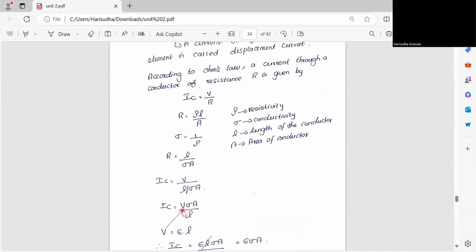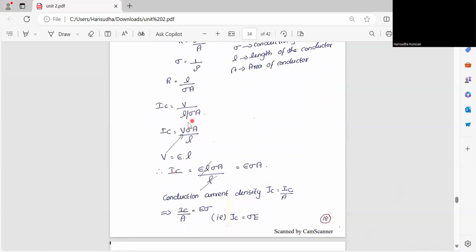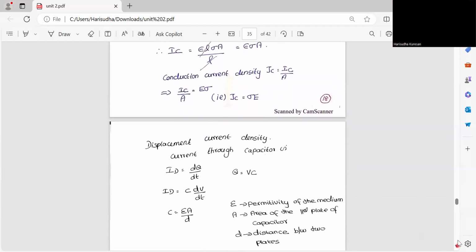This V is nothing but the electric field intensity times the length L of the conductor. Therefore, in the place of V, I can replace with EL. So IC is EL sigma A divided by L. This L and this L will get cancelled. Therefore, the conduction current is equal to E sigma A. The conduction current density is IC by A, which is nothing but E sigma. Therefore, we can write the conduction current density JC is equal to sigma E. So this is how we derive the conduction current.